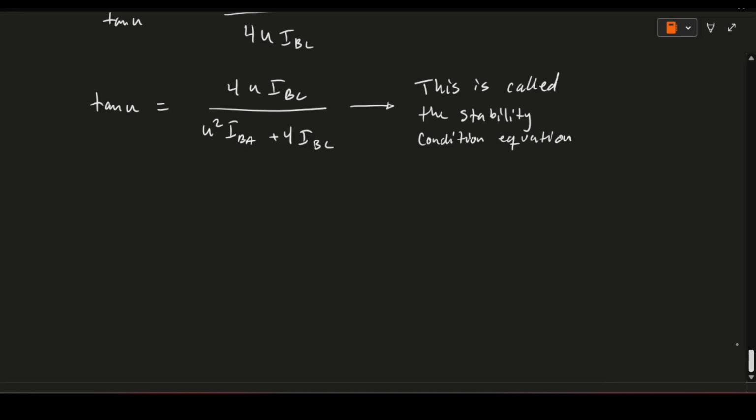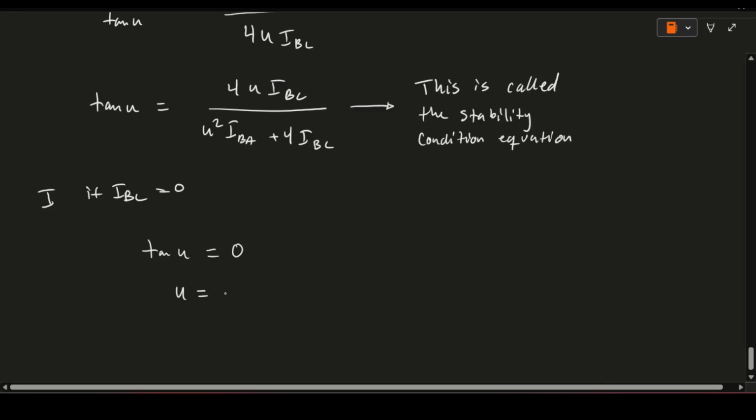Okay, so we can play around with the second moment of area. We can say that in case 1, if we let I_BC equal 0, what will happen? Well, the tangent of u just becomes 0. And we know that happens if and only if u is equal to n times pi, where n equals 1, 2, 3, and so on.